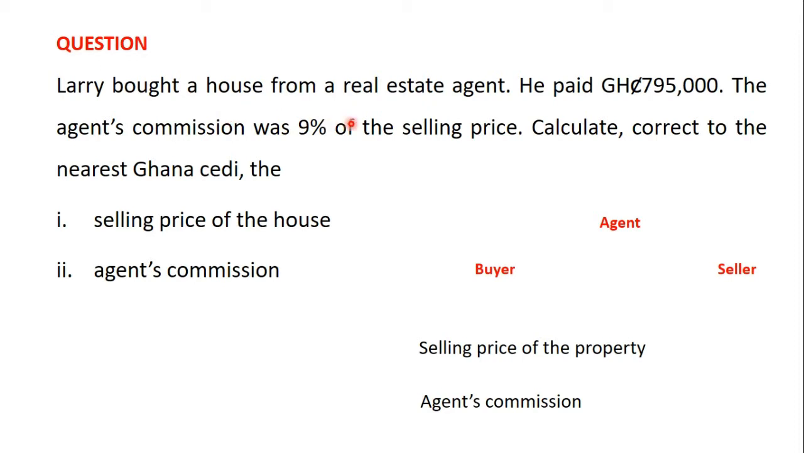Larry bought a house from a real estate agent, and in total he paid 795,000 Ghana cedis, and the agent charged a commission of 9% of the selling price. What this means is that the agent went to the seller and negotiated for the price of the house. Then he charged 9% of the selling price as his commission. So in total, Larry paid 795,000 Ghana cedis for the house. We are going to calculate for the selling price of the house and the agent's commission.